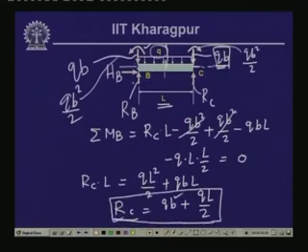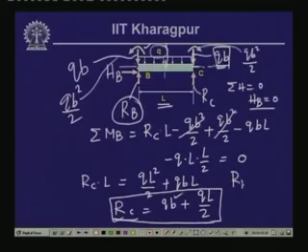Likewise, since we do not have any horizontal force, summation of horizontal force equal to 0 will give us the value of H B as equal to 0. So, the value of R B also will be, from symmetry, Q B plus Q L by 2.